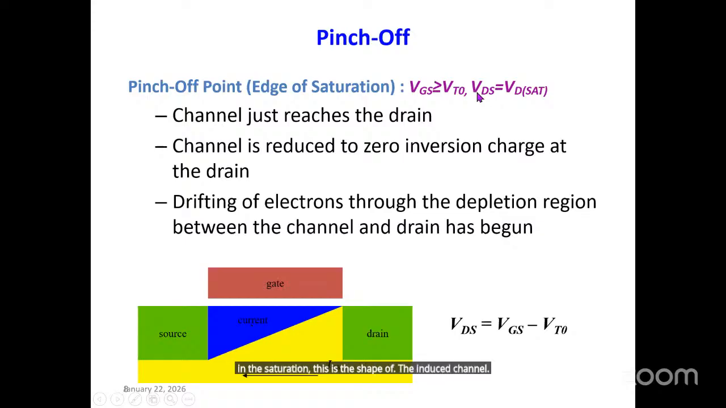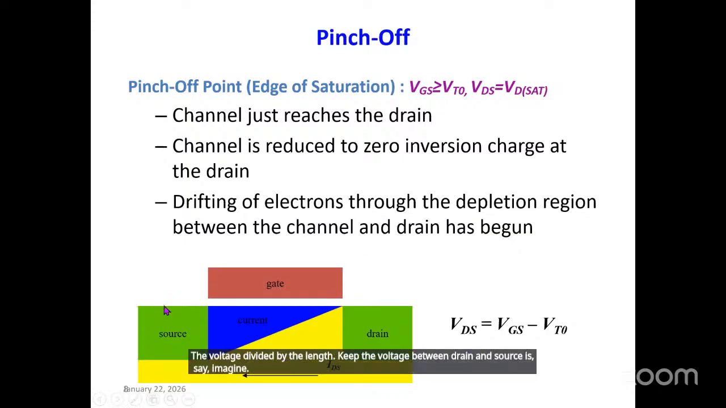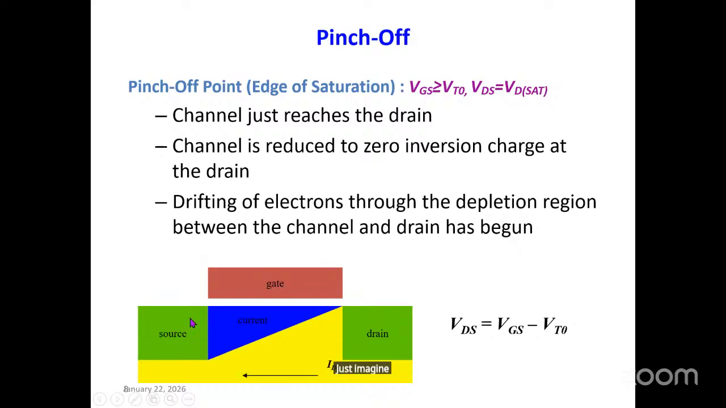Because of higher drain to source voltage, the electric field between the drain and source, the electric field is always the voltage divided by the length. If the voltage between drain and source is, imagine, 5 volt, and the length of the channel is, say, 1 micrometer, 1 micron, then 5 volt upon 1 micron becomes 5.